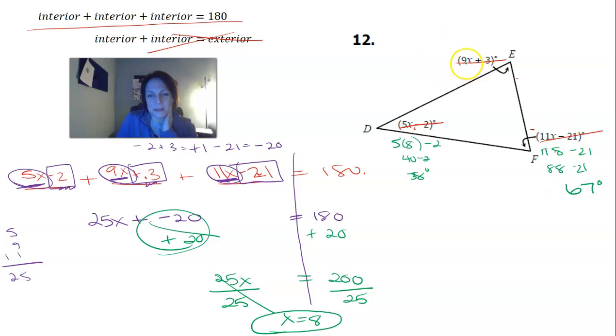And then up here, 8 times 9, 72, right? I'm terrible at arithmetic. 72 plus 3, that one's got to be 75 degrees. So now I know how big they are.